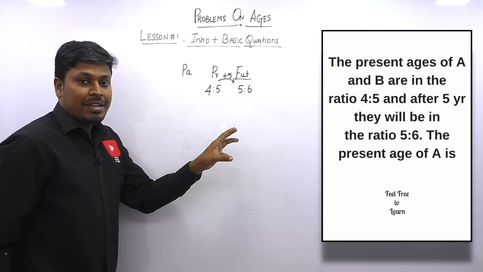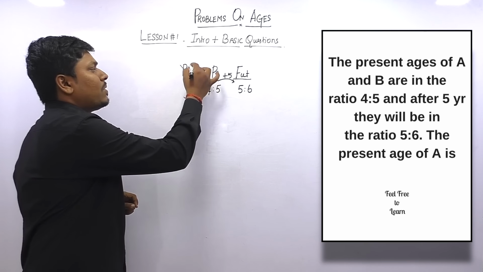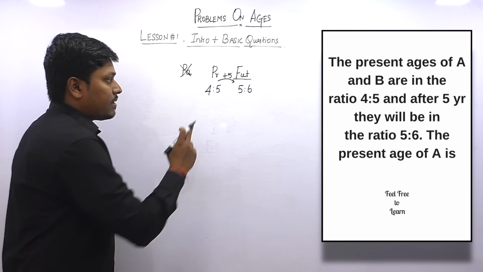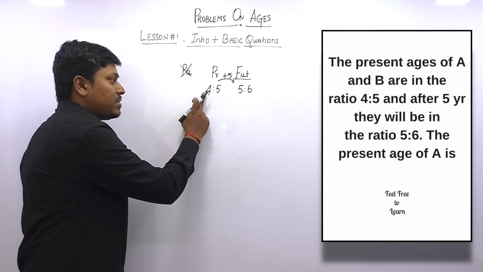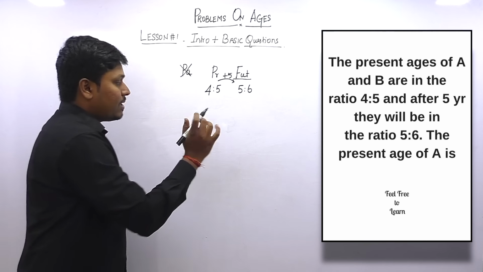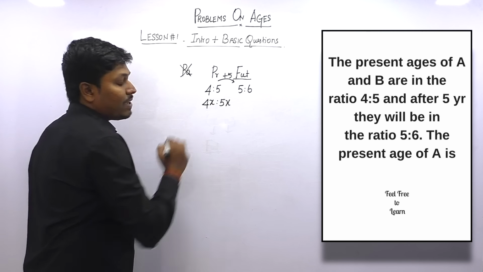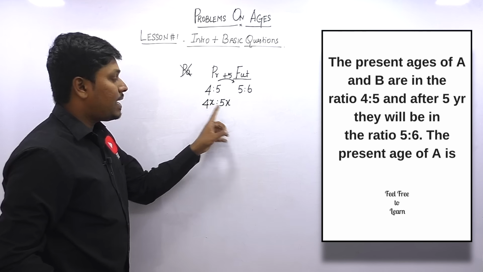So the complete question is based on two things: one is present and the future. Here they are not talking about a past. So listen here, present age is in the ratio 4:5, right? But we don't know the age of the person A and B. So let me assume this as 4x and 5x. So 4x and 5x will be the age of the person A and B.